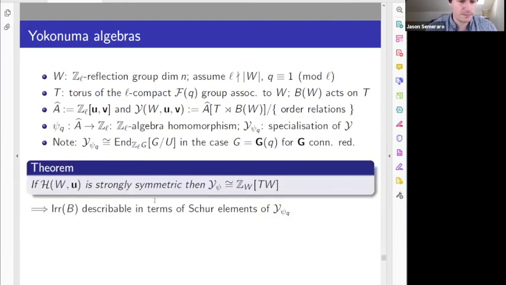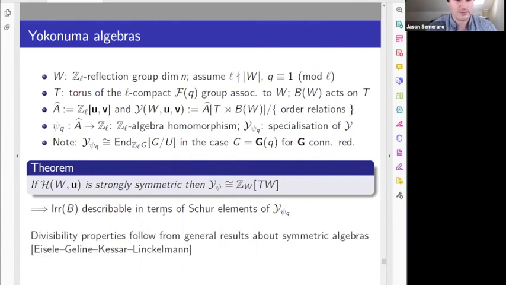So what we show is that if H(W,q) is strongly symmetric, then in that situation the specialized Yokonuma-Hecke algebra is actually isomorphic to the group algebra. And it's that fact that allows us to describe the irreducible characters of B in terms of Schur elements of this algebra, and also relate properties of the corresponding Schur elements in here and the symmetrizing form in here to the corresponding properties over here. So the divisibility properties we seek essentially follow from this isomorphism, together with some results of Isaacs, Geck, Kessar and Külshammer. That's what's underpinning the whole proof.